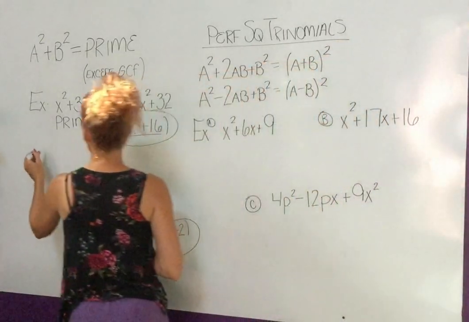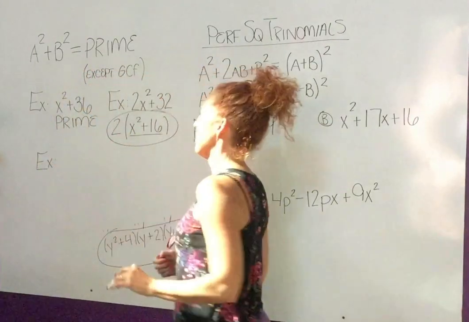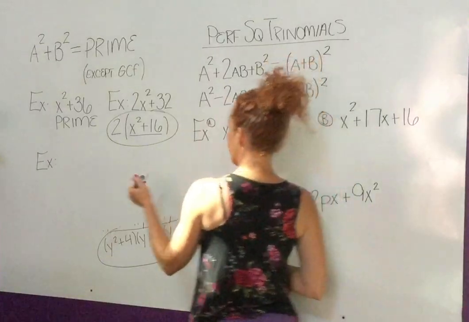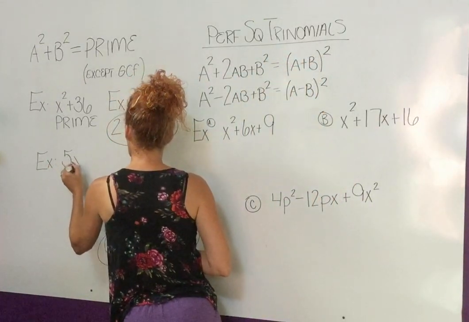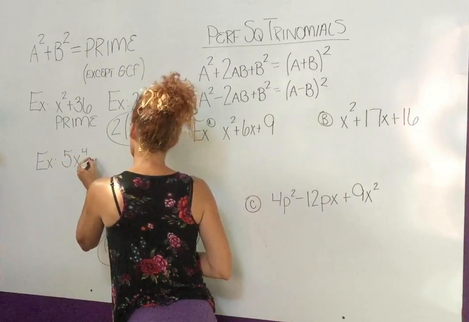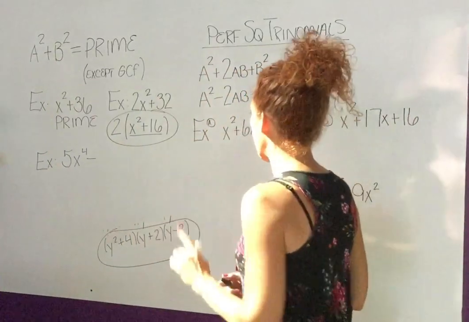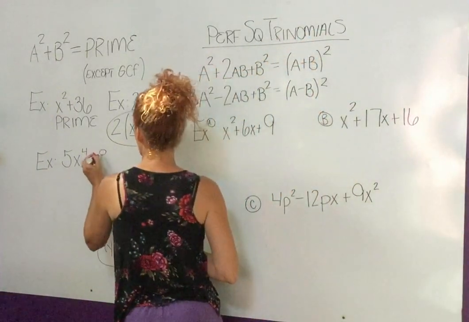The hardest type of problem with these perfect squares, the difference of 2 perfect squares, might be something that looks like this. So let's just try one more. Let me think of one real quick. I just threw this out here. Let's do something like that.